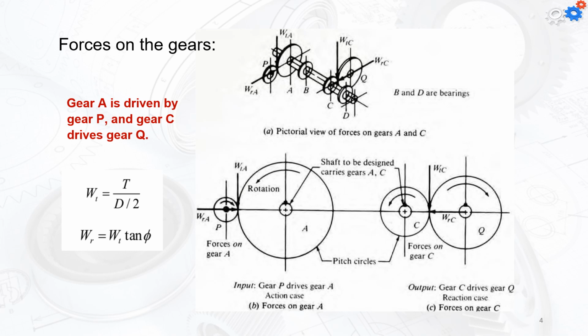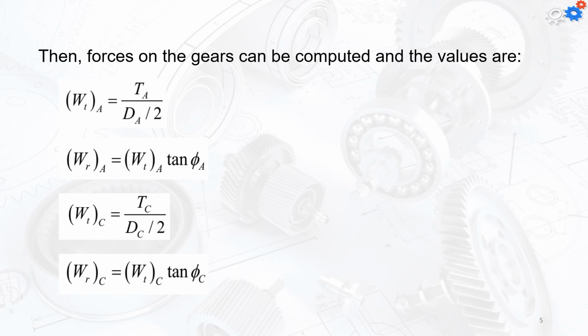The equation we're going to use to calculate the tangential force is going to be torque divided by the diameter divided by 2, which is obviously going to be the torque divided by the radius. The radial force is going to be the tangential force multiplied by the tangent of the pressure angle. You can calculate the forces on the gears by using the following equations.